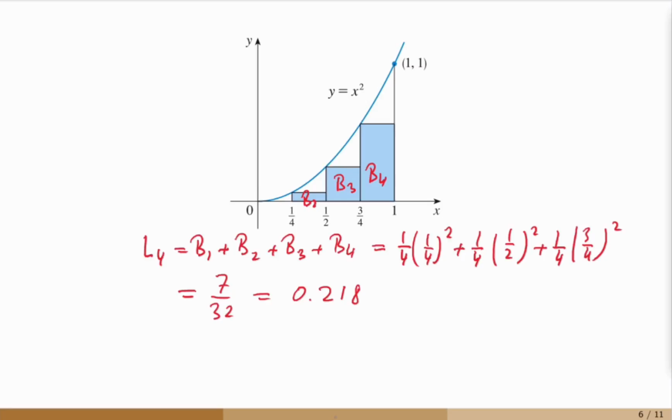This number is quite a bit smaller than R4 was. And of course we know as well that L4 in this case is less than the area we are interested in, because we are missing bits and bits and bits here and here and here.